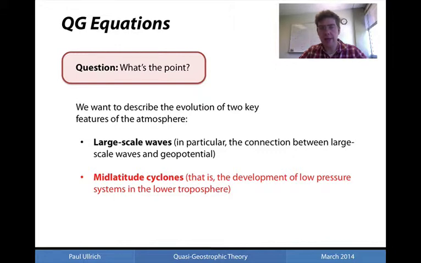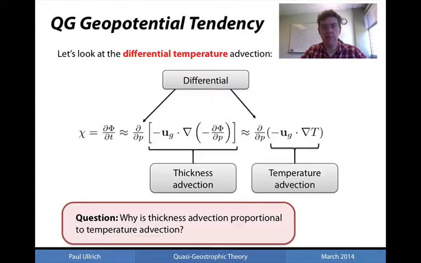So we're going to extend now and start to look at the development of an extratropical cyclone from a large-scale mid-latitudinal wave. So the evolution of extratropical cyclones then requires looking at the differential temperature advection term. So this is the new term that we've now observed in deriving the QG geopotential tendency equation. And it basically looks like a shear of thickness advection. So the question then is, why is thickness advection proportional to temperature advection? And the answer being simply that thickness and temperature are inherently related to one another.